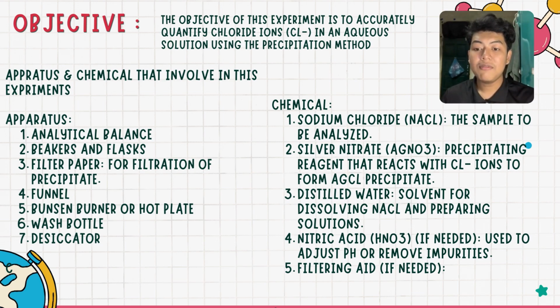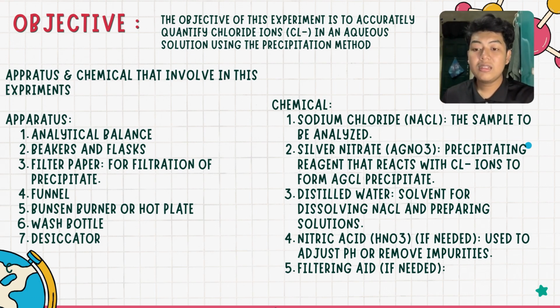The chemicals involved are, the first one, sodium chloride, NaCl, the sample to be analyzed. The second one is silver nitrate, AgNO3, the precipitating reagent that reacts with Cl negative ions to form an AgCl precipitate. Number 3, distilled water, the solvent for dissolving NaCl and preparing the solution.